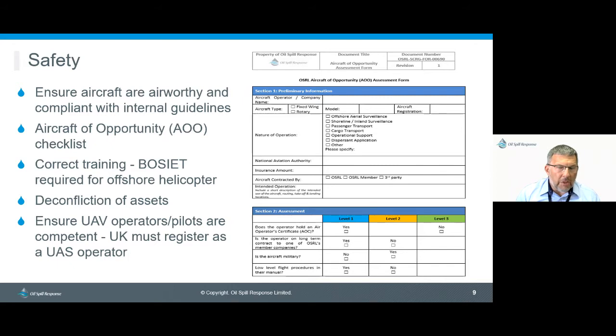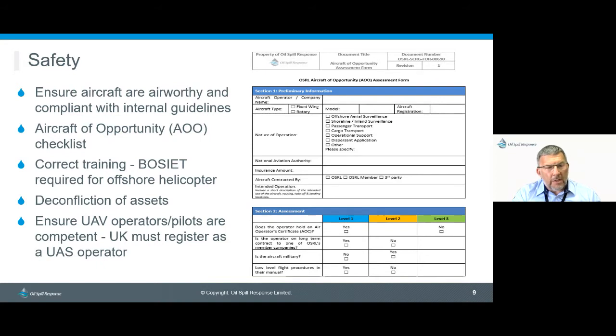Say working in remote locations in different countries, you've got no prior knowledge. You need to ensure you've got the correct training. An example of that is the BOSIET certification that's required for offshore helicopter use. Just being aware of what's required, and giving people the best training that you can to enable them to use those assets.